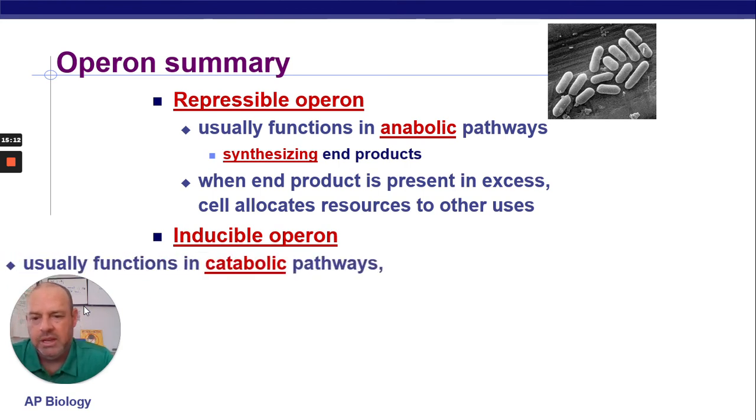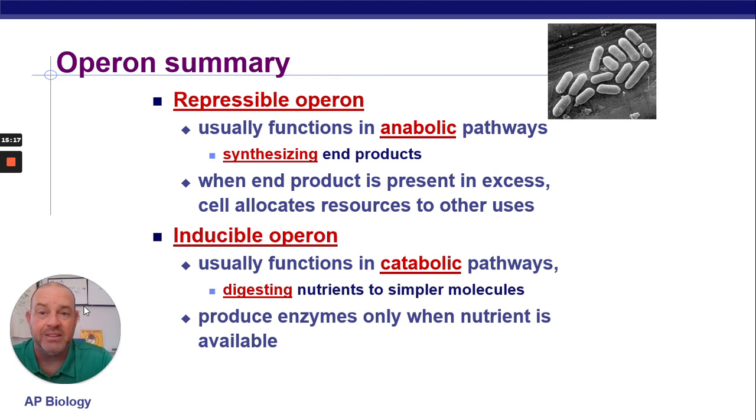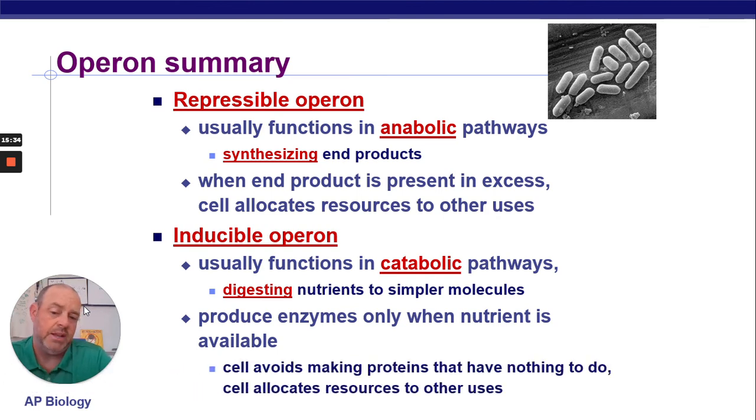In the inducible operon, it usually functions in catabolic pathways where things need to get broken down or digested. And so when you run into things, then the repressor gets pulled off. Enzymes are made to do the digesting, right? You produce the enzymes only when the nutrient is available. So only when the lactose is there do we make the enzymes to break them down. And this is just way more efficient, right? So it avoids making proteins that have nothing to do, right? You don't want to make proteins if there's nothing for them to act on.